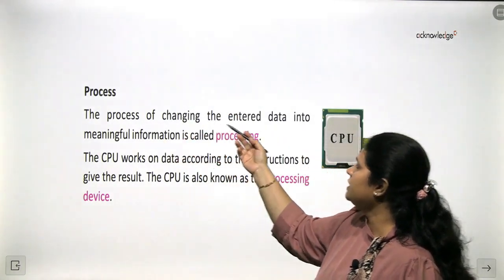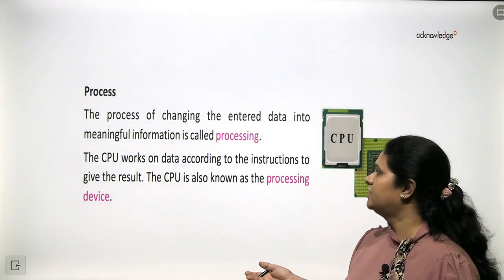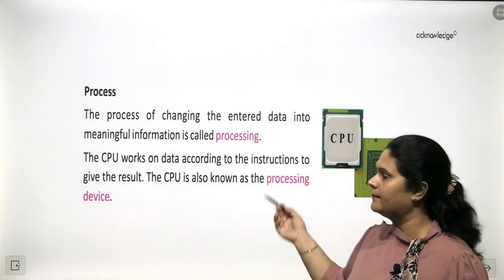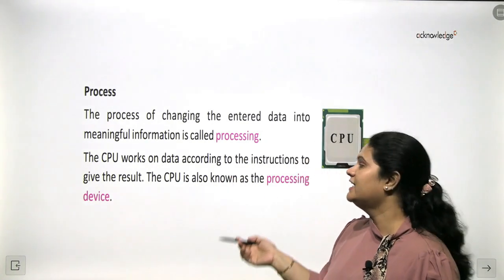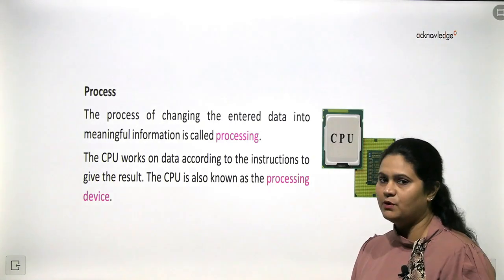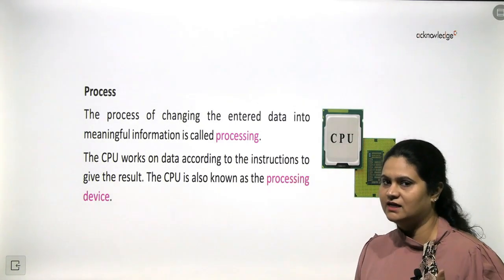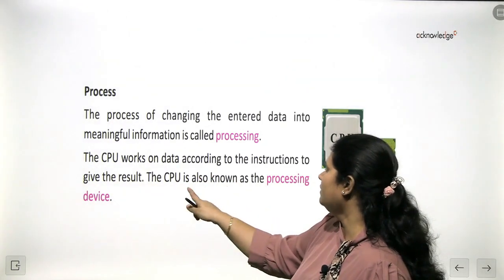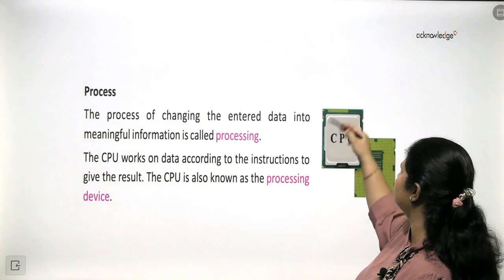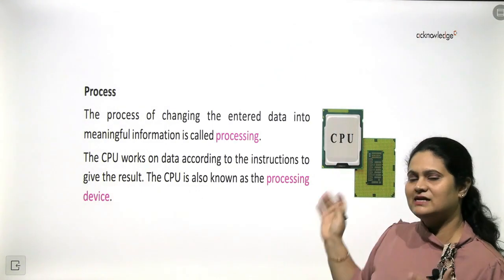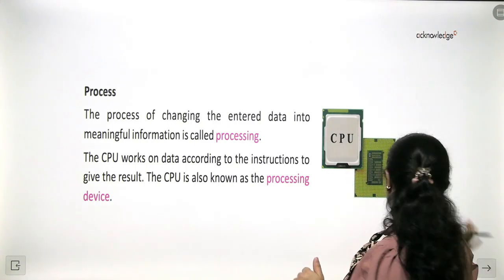Process of changing the entered data into meaningful information is called processing. The CPU, that is the brain of the computer, it works on the data we provide to it according to the instruction and it gives the result. CPU is also known as the processing device. This is the CPU and it is present in the CPU box.